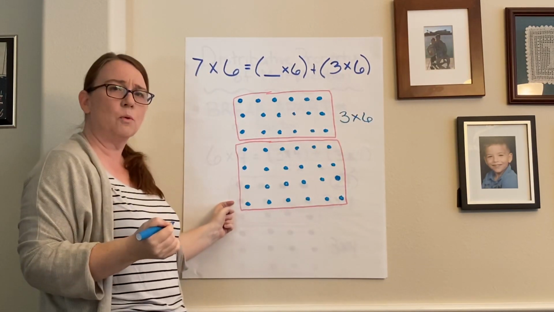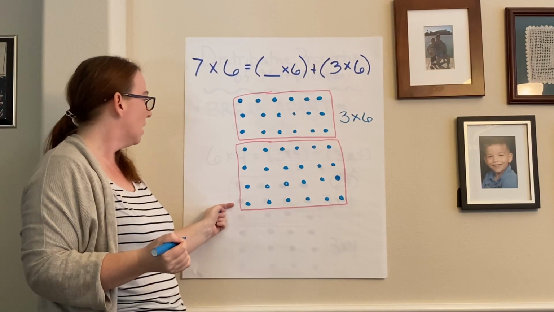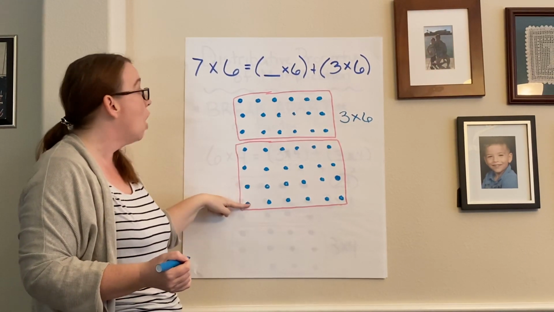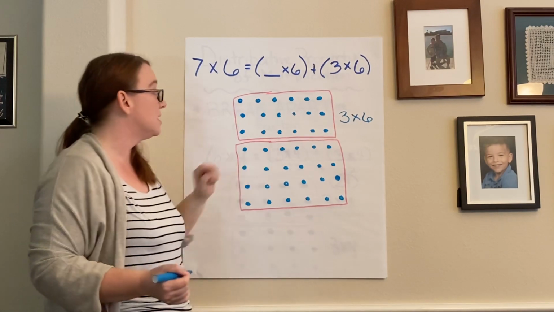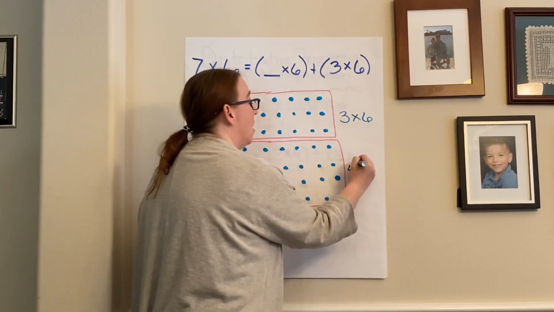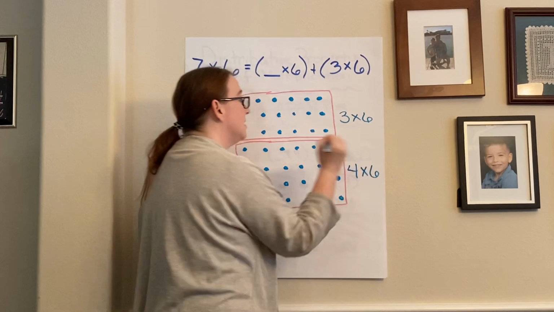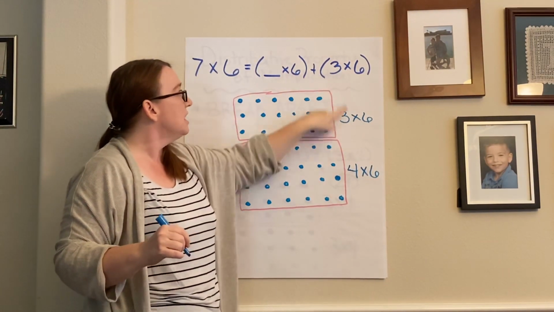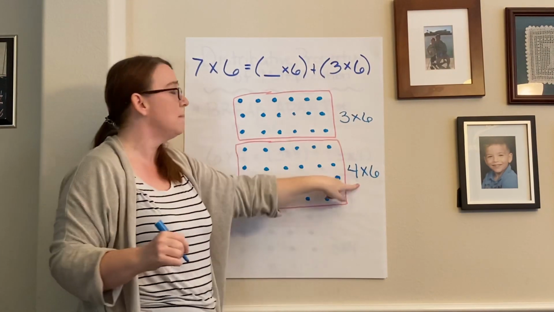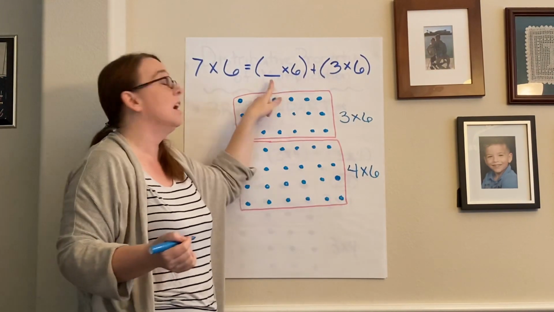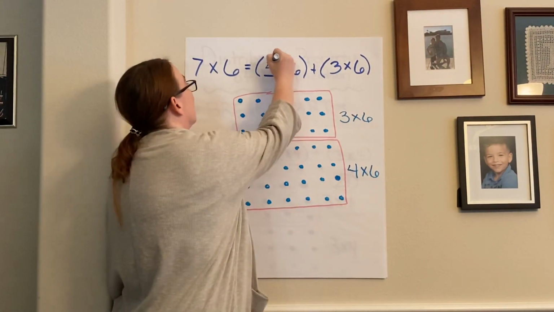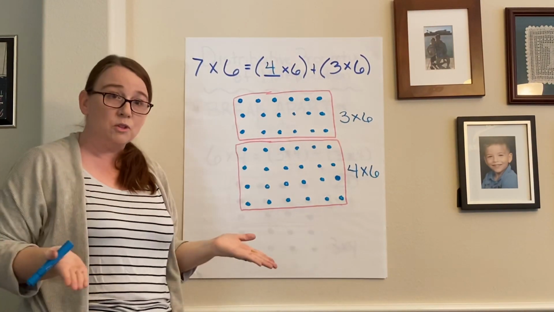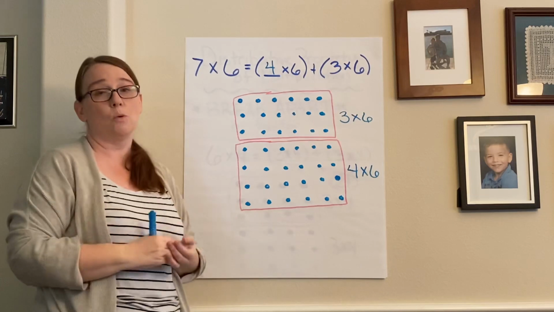What is my other equation going to be? Well, I see that there are 1, 2, 3, 4 rows of 6. So that's going to be 4 times 6. Well, if I look in my equation, I have my 3 times 6 already. So what's my missing digit? It would be the 4. So I would fill in the 4 to make my complete distributed, broken apart equation.